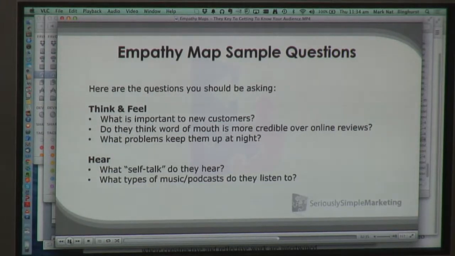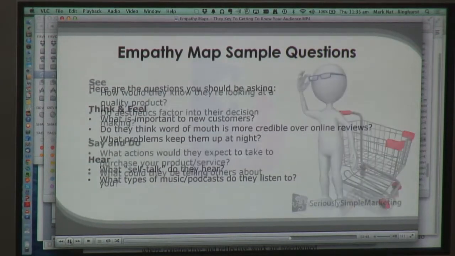Thinking and feeling: what's exactly important to them? Do they think word of mouth is more credible than online reviews? What do they think about those different tactics? What do they think about Pinterest versus Facebook? What problems are keeping them up at night? What sort of self-talk?